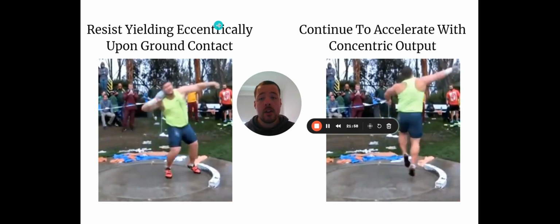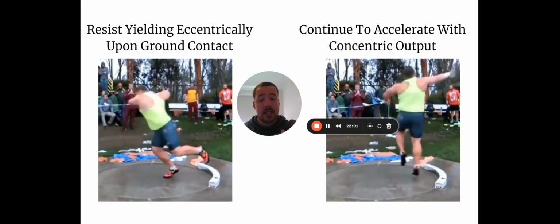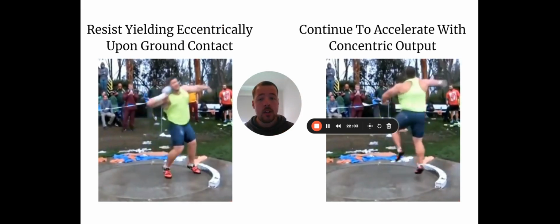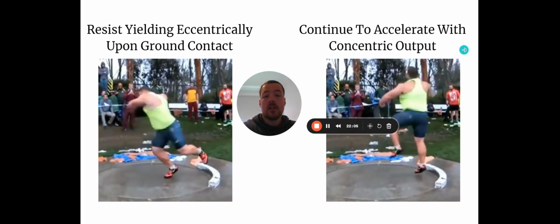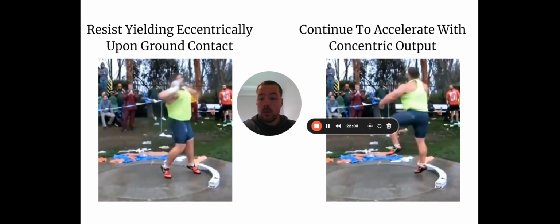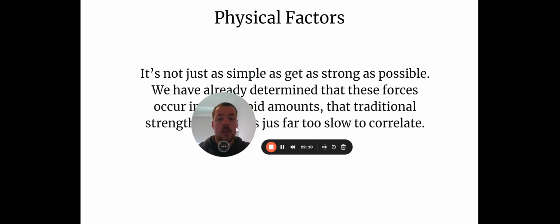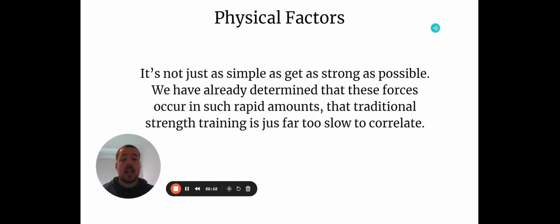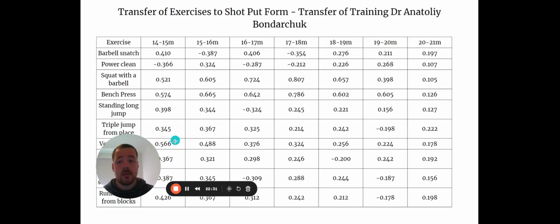You have to be strong enough to not yield under that eccentric load and that ground contact in order to continue to accelerate the shot concentrically upon release. That's what physical tools you need. Now, it's not just as simple as getting as strong as possible. Yeah, we've already gone through that these things happen in such a short time frame and such rapid amounts of power that traditional lifting, if it's just like powerlifting style, get as strong as possible, that's going to be far too slow to actually influence these factors, okay?